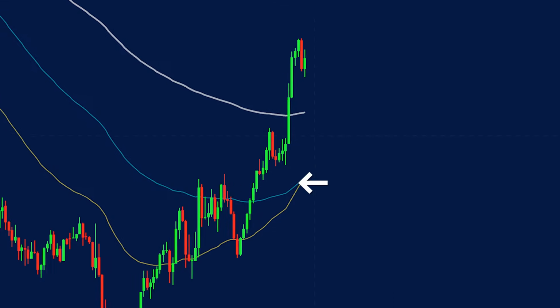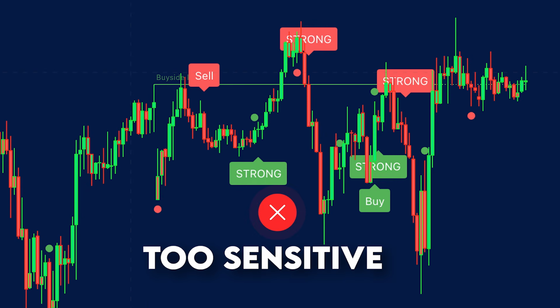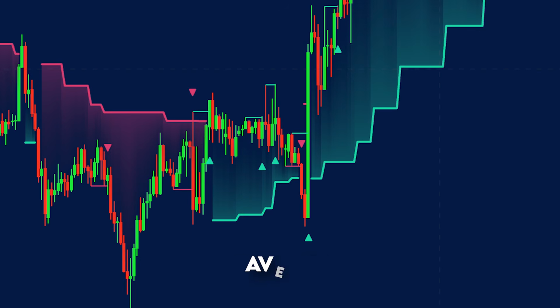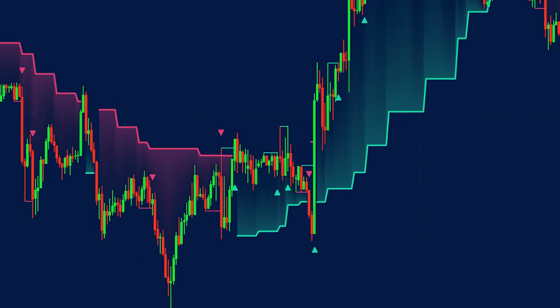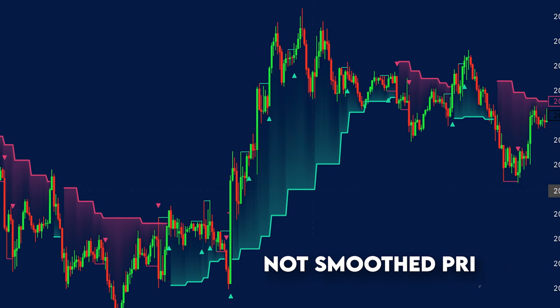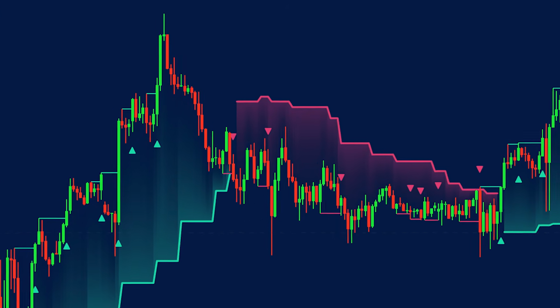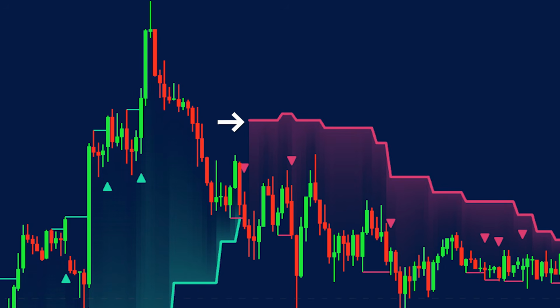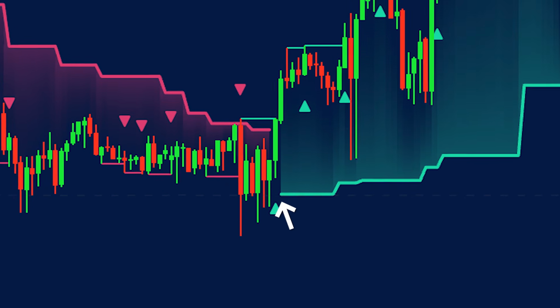Most of them use moving averages that lag or are too sensitive and whipsaw constantly. This one takes actual pivot highs and lows, averages the most recent ones, then turns them into a dynamic ceiling and floor around price with zero lag, because it's based on structure, not smoothed price data. And in case you're wondering, here's how it works. The indicator collects recent pivot highs, averages them to create an upper reference line, then does the same with pivot lows for a lower reference line.